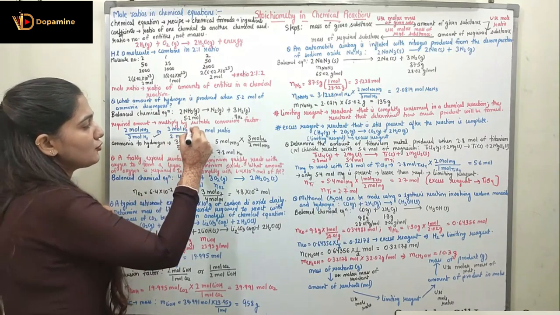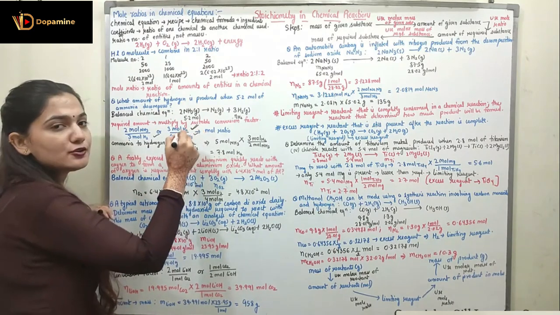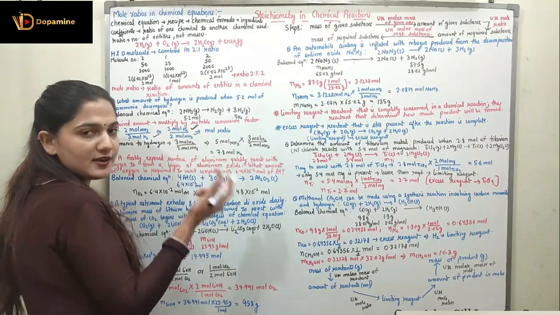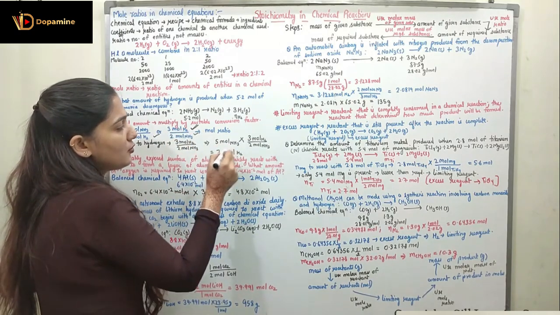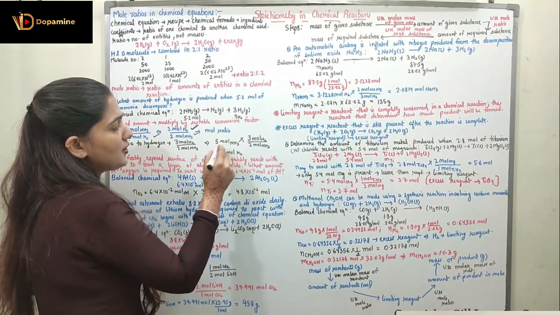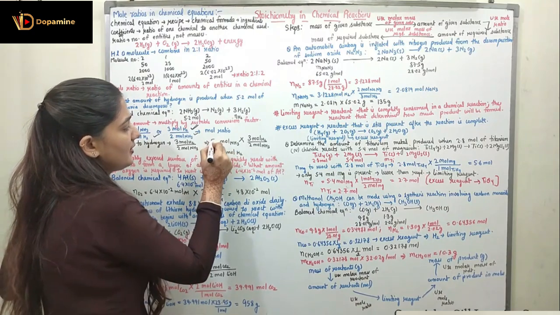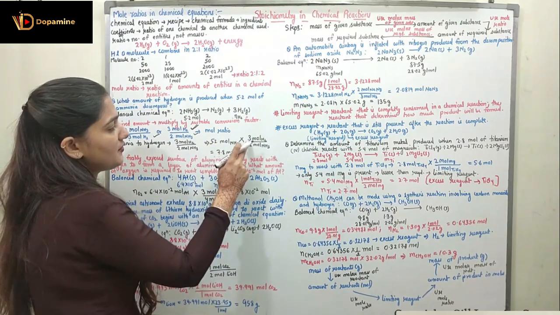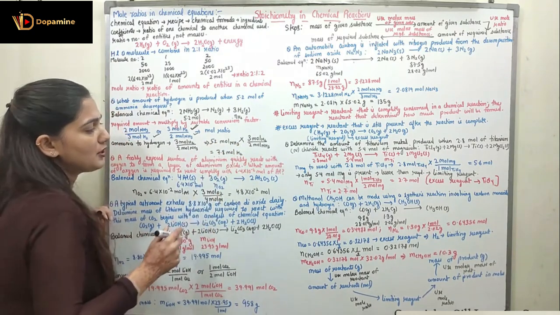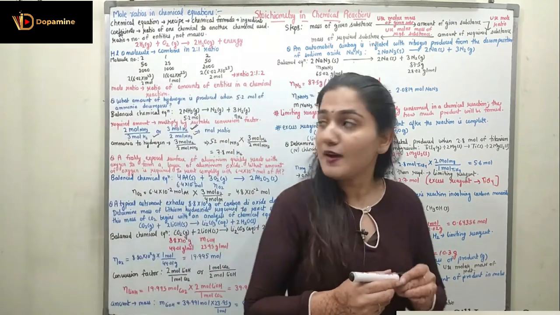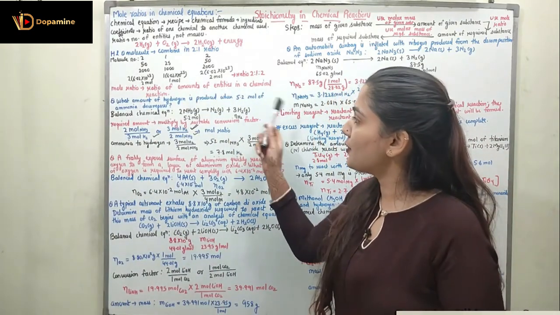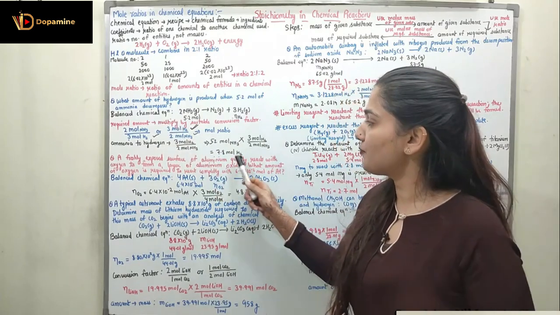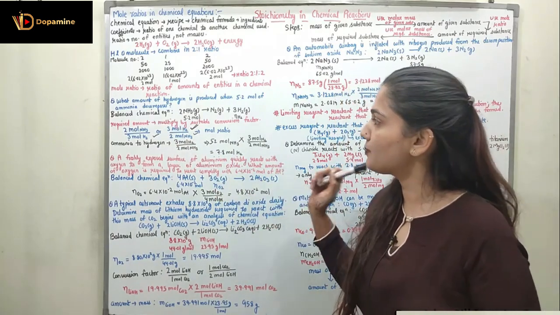So which ratio are we going to use? We are going to use this ratio because hydrogen here is in the numerator and we have to find hydrogen. So the 5.2 mole of NH3 that was there is multiplied with the conversion factor 3 by 2, which gives me 7.8 mole of H2. So when 5.2 mole of ammonia decomposes, 7.8 mole of H2 is produced.